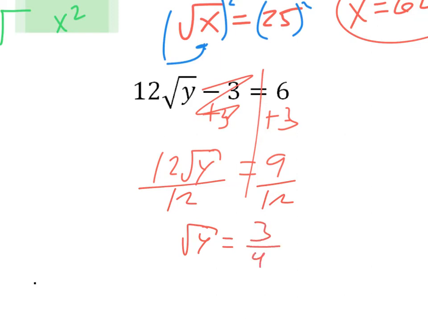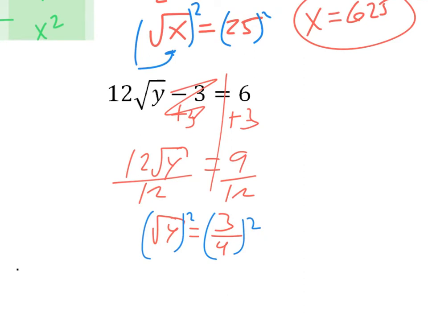And again, since it's square root of y, what I'm doing to make this work is squaring it, which works. But again, we'll talk about being careful with this in just a little bit. That'll give me y equals, and then squaring 3/4 gives me 9 over 16.